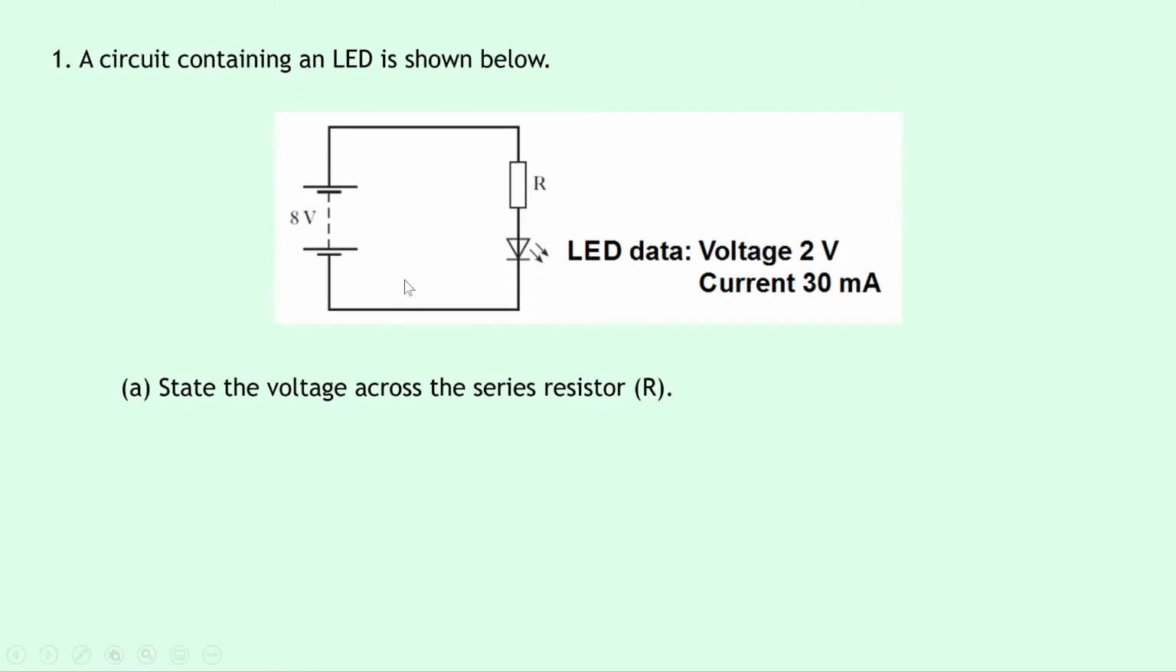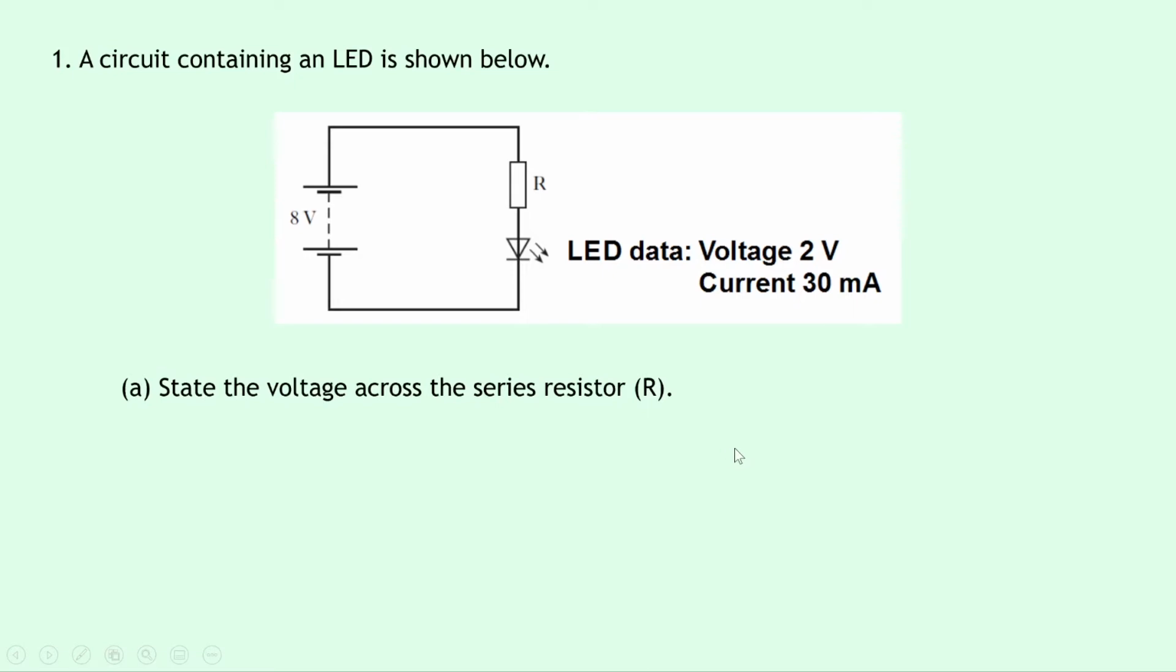So we've got an 8V battery and then the LED with its series resistor, and it gives us some LED data. So it says the voltage across it is 2V and the current passing through it is 30 milliamps. Part A says to state the voltage across the series resistor R. So notice the word state means that we don't really have to do much work here.